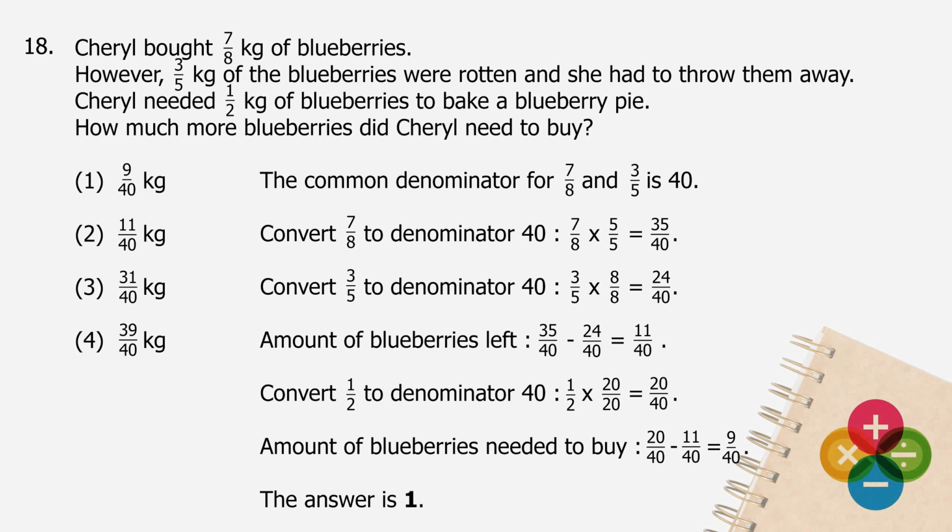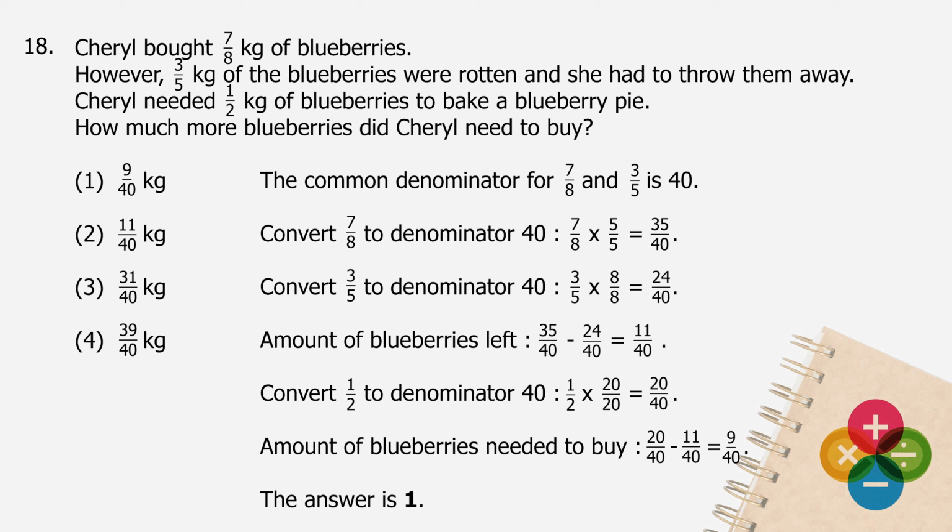The common denominator for 7/8 and 3/5 is 40. Convert 7/8 to denominator 40 will be multiply 7/8 by 5, and the product is 35/40. Convert 3/5 to denominator 40 will be multiply 3/5 by 8, and the product is 24/40. The amount of blueberries left will be subtract 35/40 from 24/40, and the difference is 11/40.